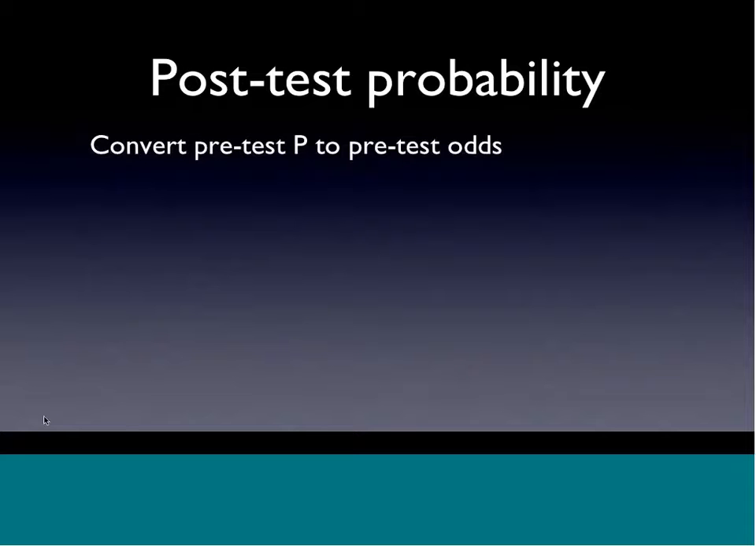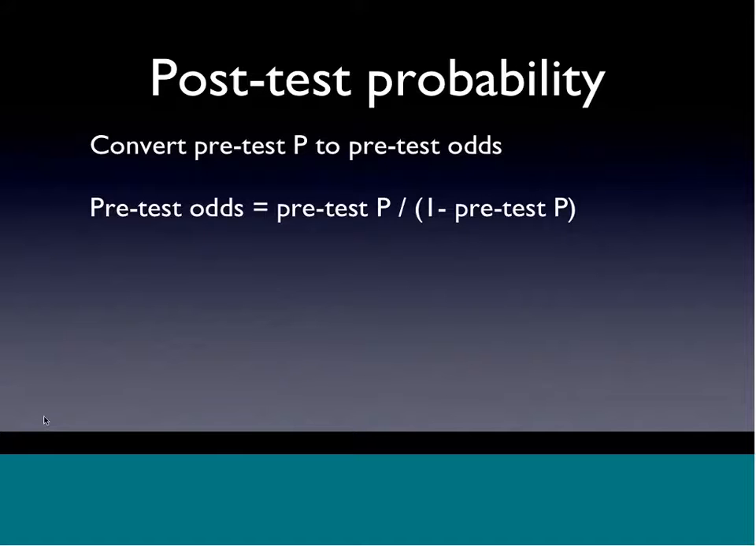Well, how do you calculate this post-test probability? The first thing you need to do is to convert the pre-test probability to pre-test odds. And we usually don't think in terms of odds, except perhaps when you go to a casino. If you are a gambler, play poker, then you may have greater familiarity with odds than most people. We tend to think of probability.